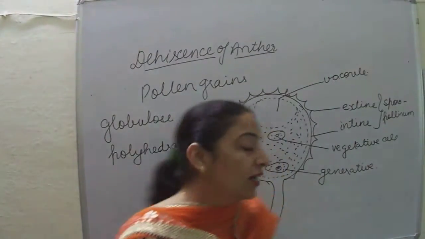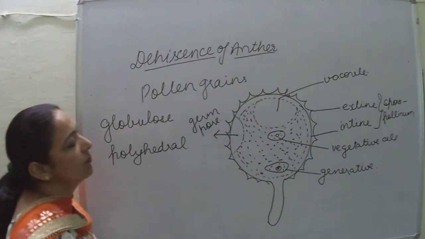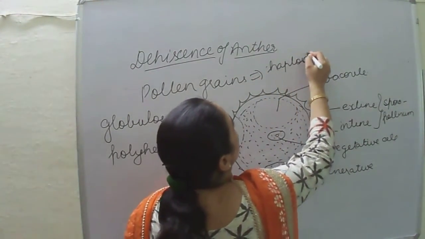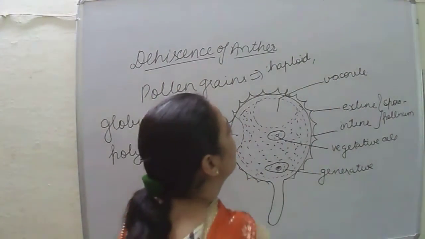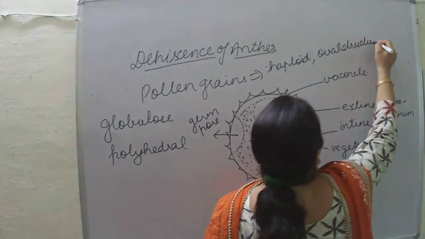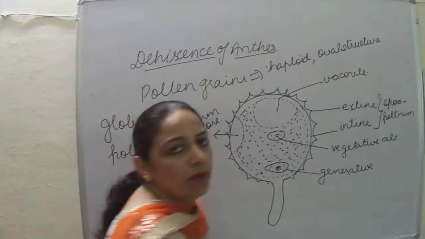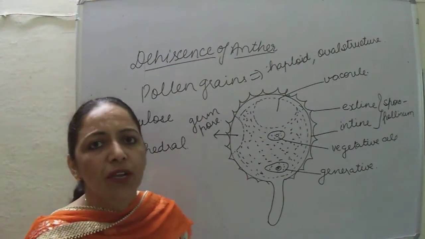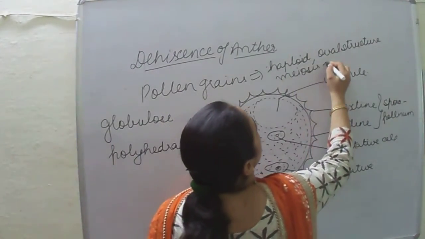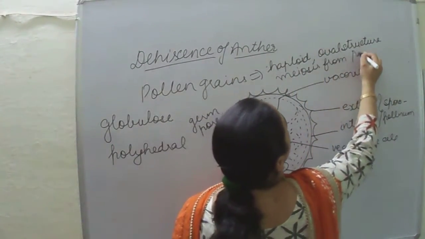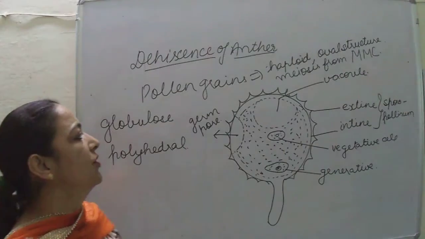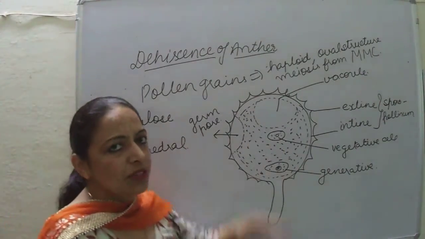Students, now what is the definition of pollen grains? Pollen grains are haploid, oval structures that are formed by the process of meiosis from microspore mother cells. These are haploid in nature. Now, what is the importance of pollen grains?